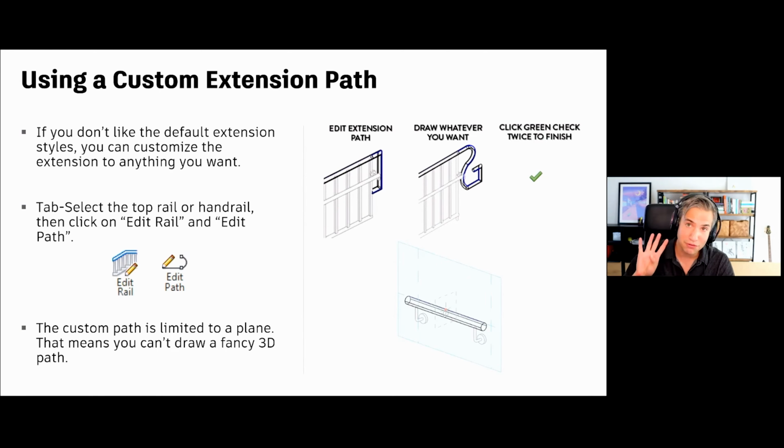So we've seen 4 different types of extensions you can use, but actually you can draw whatever you want using the custom extension path. To accomplish this, you have to tab select the top rail or handrail, click on edit rail, click on edit path. Then you should have access to the draw tool. You can draw any shape you want, click the green check to complete, and that's it. The only constraint you have is that you're constrained to a single plane. So you cannot have some sort of fancy 3D profile that goes all around. You're stuck with the basic plane of the top rail.